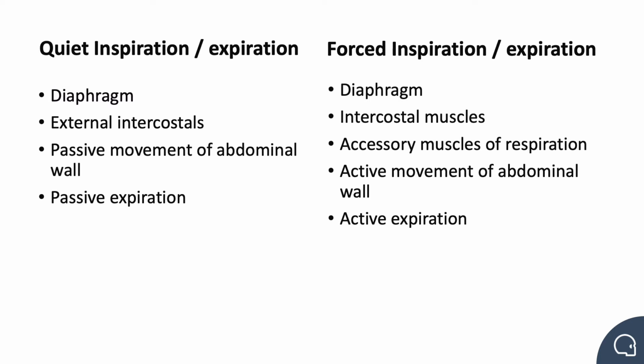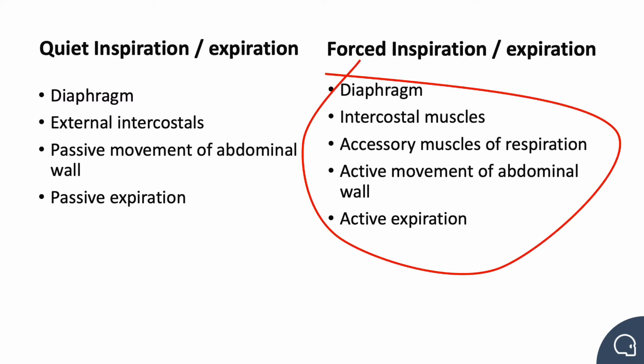So let's look at forced inspiration and expiration now. Remember the video of Dick? Certainly Dick was using more than just his diaphragm and external intercostals. So here at play, all the intercostal muscles are being used, but also accessory muscles of respiration, like those of the shoulder girdle and the abdomen. There's very active movement of the abdominal wall, not just on inspiration, but also on expiration. In order to breathe out, the abdominal wall is contracted, forcing the abdominal contents up against the diaphragm, reducing the volume of the chest, and increasing the pressure and forcing the air out.